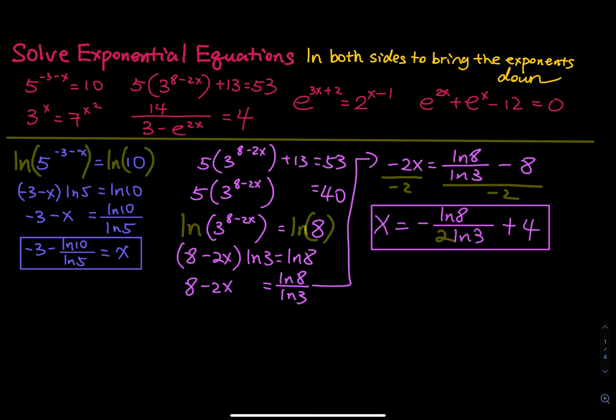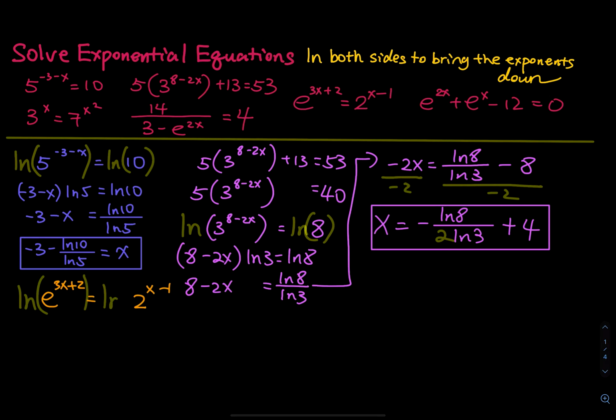All right, so the next problem, which one should I do? I want to do an e. I want to do an e to the 3x plus 2. Let's do it. So we have e to the 3x plus 2, and then equals 2 to the x minus 1. The variable is in the exponent. This one we can ln both sides immediately.